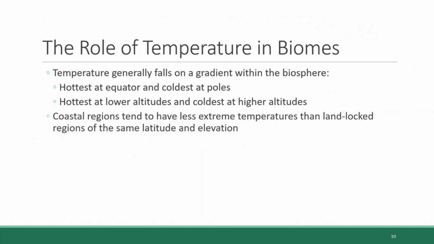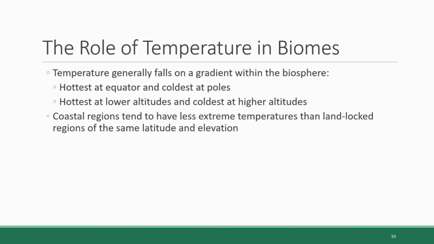Proximity to oceans also makes a difference. Coastal regions tend to have less extreme temperatures than landlocked regions of the same latitude and elevation. This is because water in the ocean moderates the ambient temperature. It makes winters less cold and summers less hot. So all seasons generally tend to be more mild if you're in a biome that's adjacent to the ocean compared to landlocked regions.